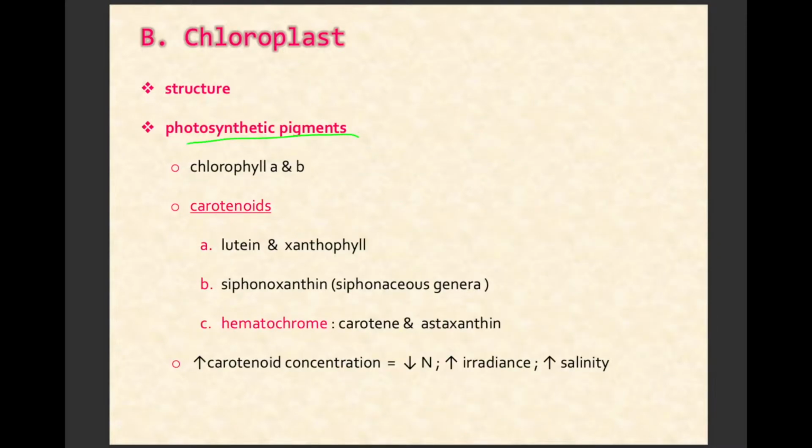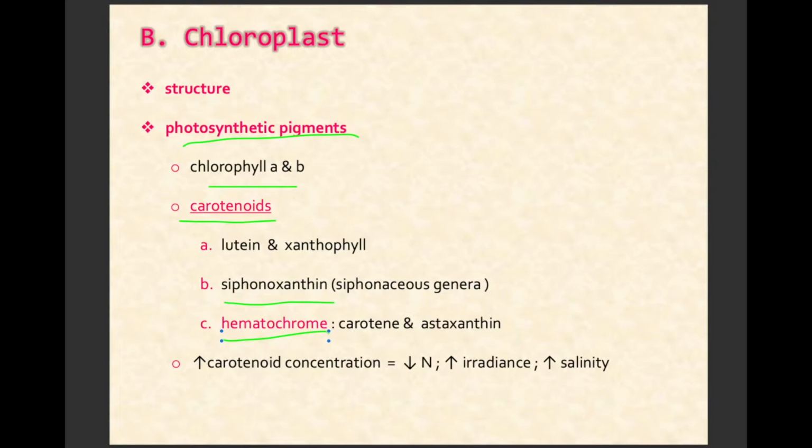In terms of photosynthetic pigment, as I mentioned earlier, we have chlorophyll a and chlorophyll b in your representatives. We also have different forms of carotenoids, like lutein and xanthophylls. This is also a xanthophyll, your siphonoxanthin, which is mostly found in your siphonaceous genera. Later on, we'll discuss what we mean by siphonaceous genera. We also have haematochrome, which is a collective term for your carotenes and astaxanthins.